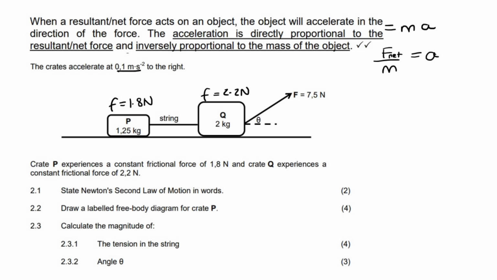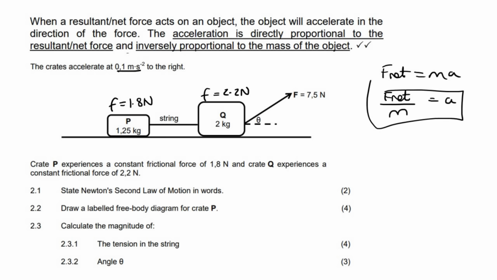Okay, so let me just quickly erase this for you. So here we go. When a resultant or a net force acts on an object, the object will accelerate in the direction of the force. The acceleration is directly proportional to the resultant or the net force and inversely proportional to the mass of the object. So remember, when it's Newton's second law, use this equation and then remember to get a alone, and that'll help you to remember the definition of Newton's second law.